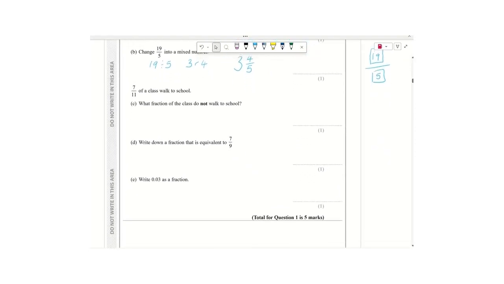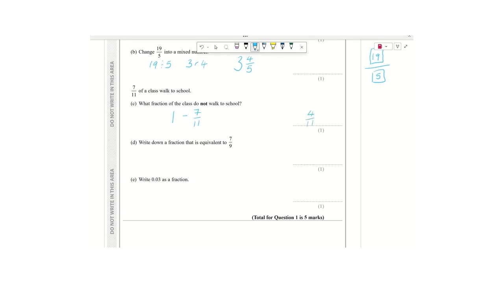Part C, 7/11 of a class walk to school. What fraction of the class do not walk to school? So that is what is left. So you're going to do 1, take away 7/11, and again you can use your calculator to do that, which will give you an answer of 4/11.